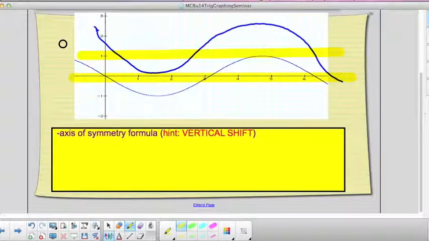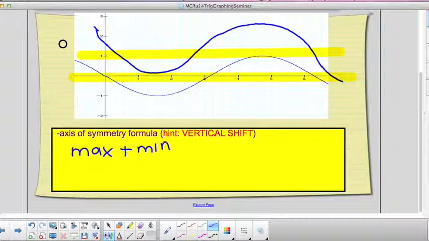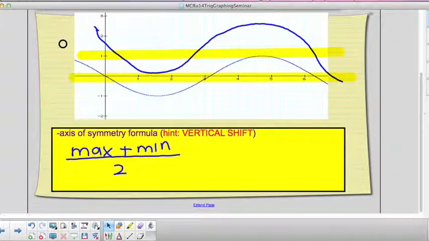The axis of symmetry basically tells me what my vertical shift is. So we're not going to worry too much about understanding this. When we get to the word problem, you're going to really see what I'm talking about. But the formula for your axis of symmetry is going to be maximum plus your minimum, divided by 2.